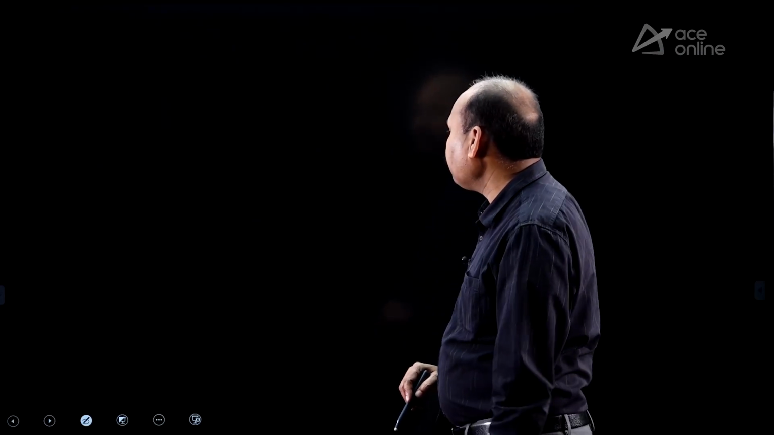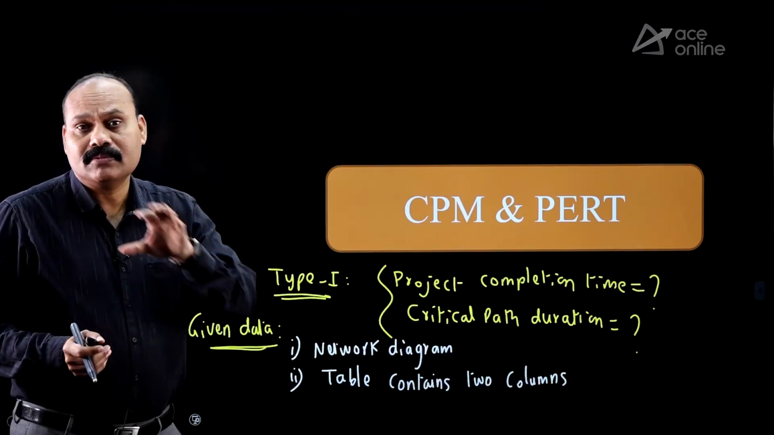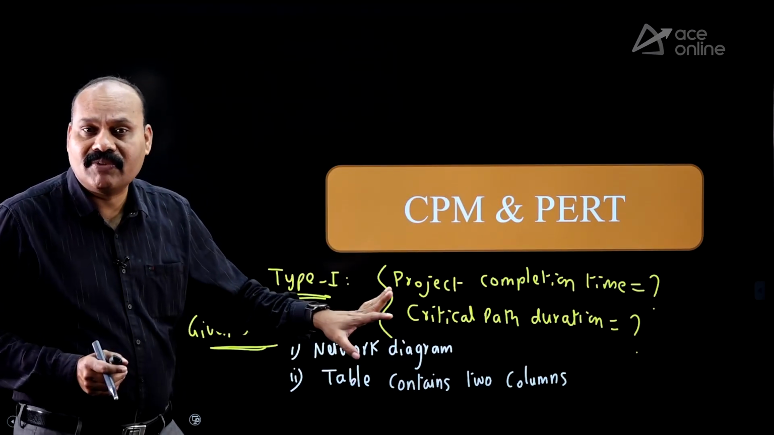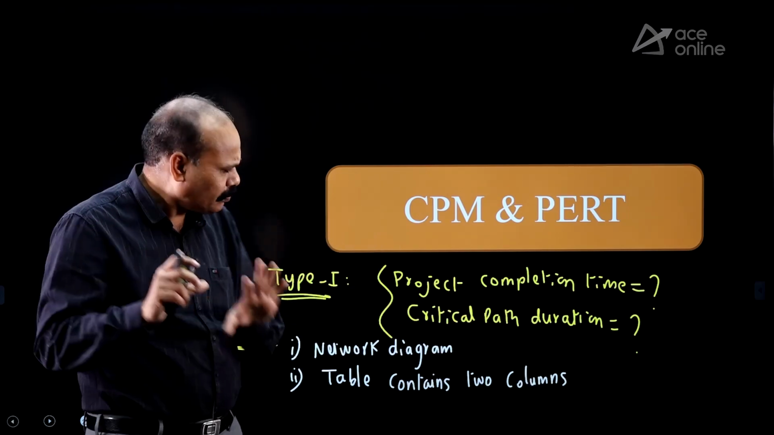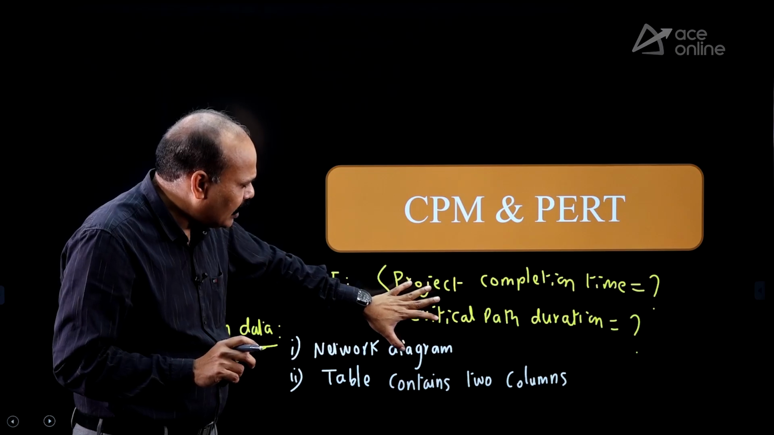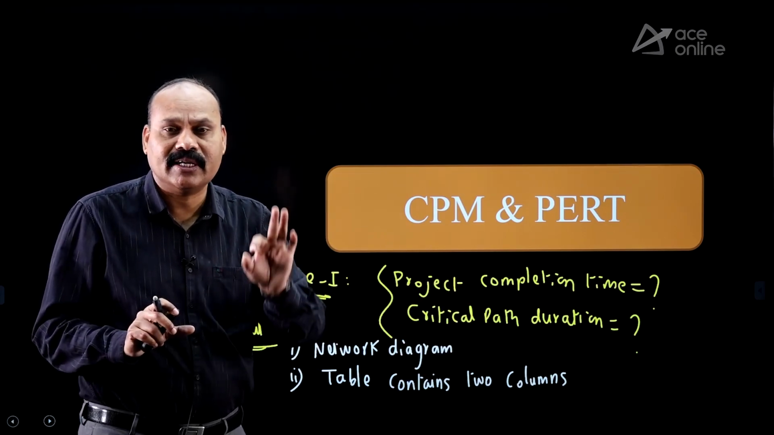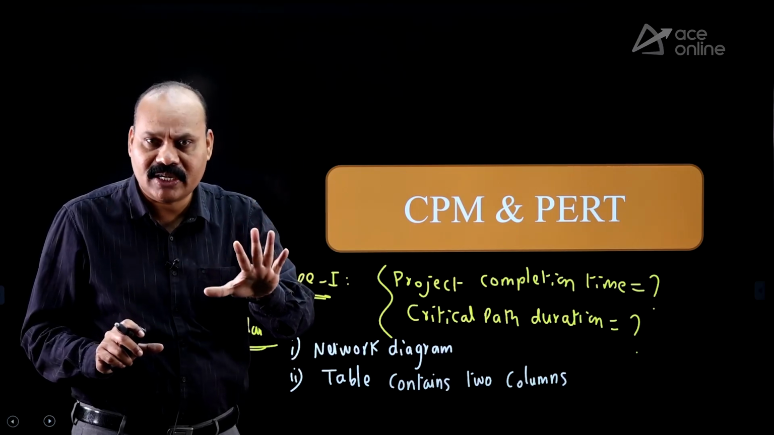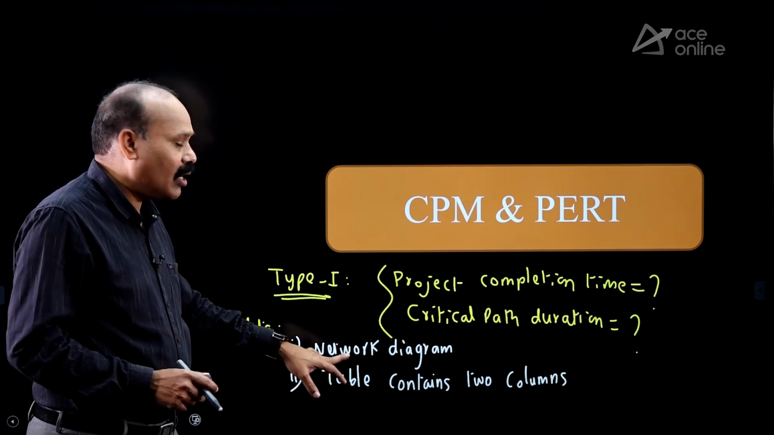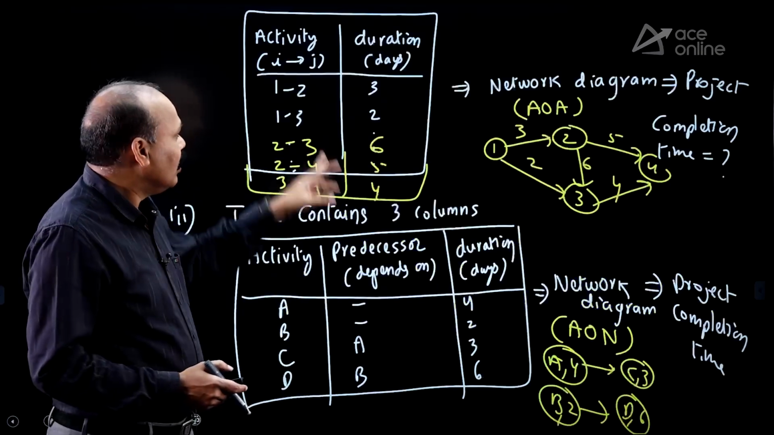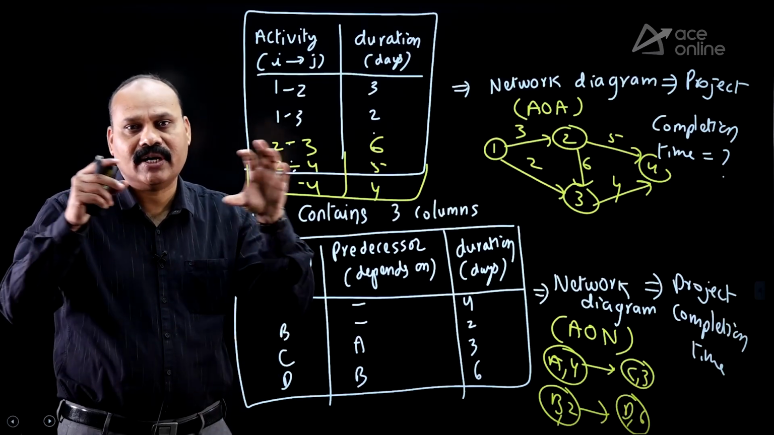Right, come to the first title, CPM and PERT. Type 1 problems, 50% chance of getting these kinds of questions. If you go through the previous question papers, you can get the clarity. You have to calculate the project completion time or critical path duration. What is the given data? The given data could be a diagram, a table with 2 columns, or a table with 3 columns. So we get 3 standard formats in the given data.